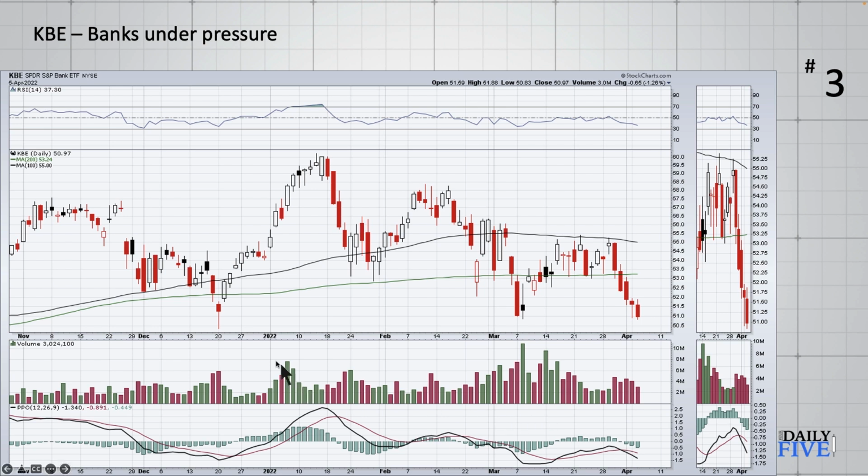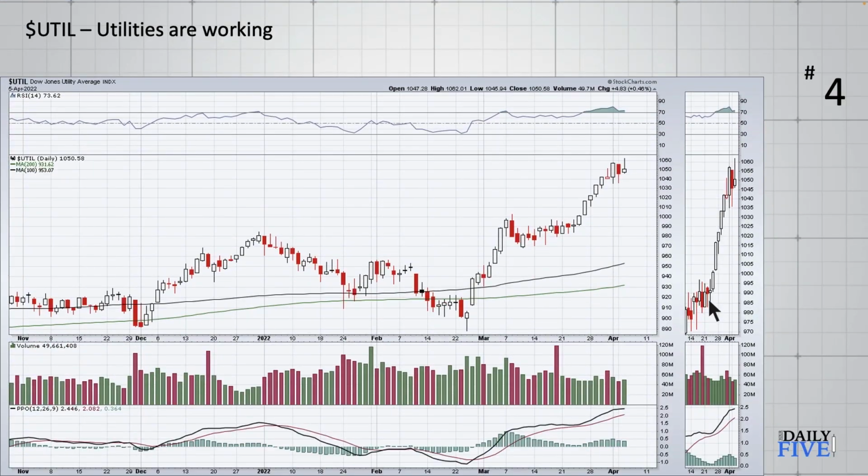And now we can see the banks, where they were typically being supported by these long-term averages, are now struggling to get back above them and are rolling over. So we want to make sure that we're aware of the changes. Now, if we look at what is working, it's utilities that are starting to work.